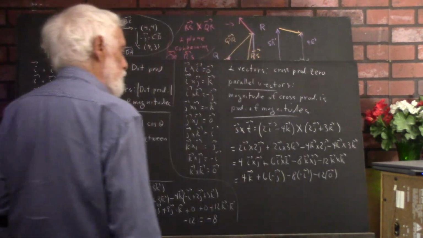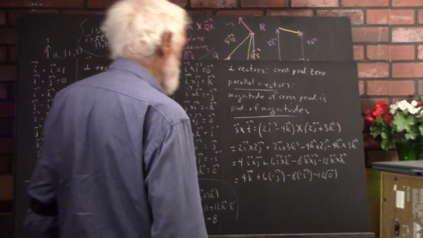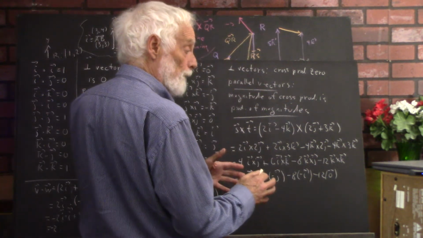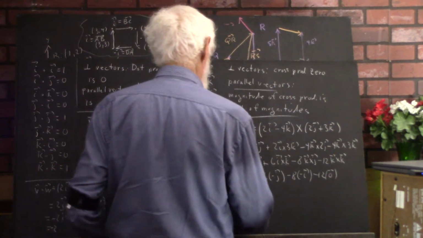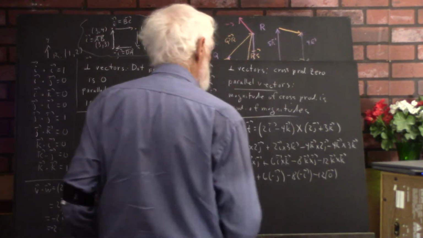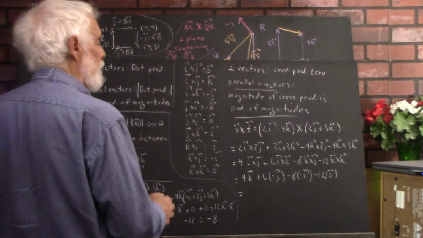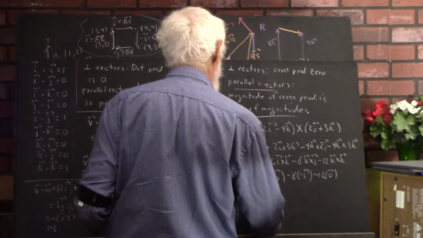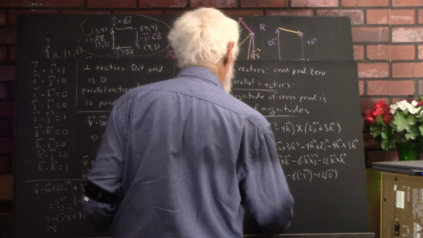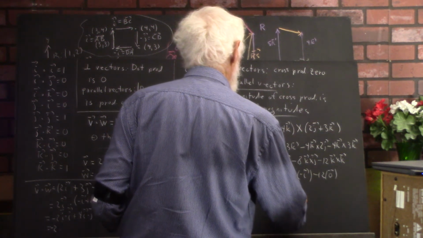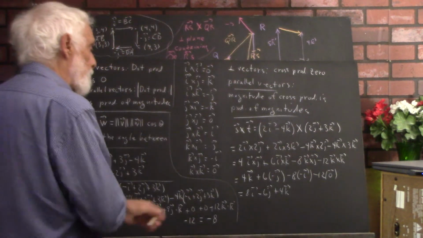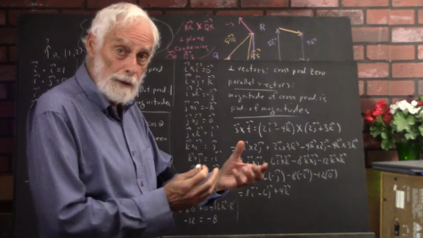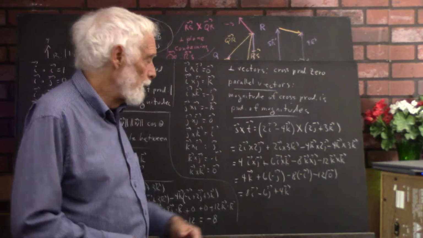And k cross k is 0, so we have negative 12 times the 0 vector. I said it's 0. It's not 0. 0 is a number. It's the 0 vector. Okay? Well, if we put this in order, i, j, k, we're going to have 8i minus 6j plus 4k.